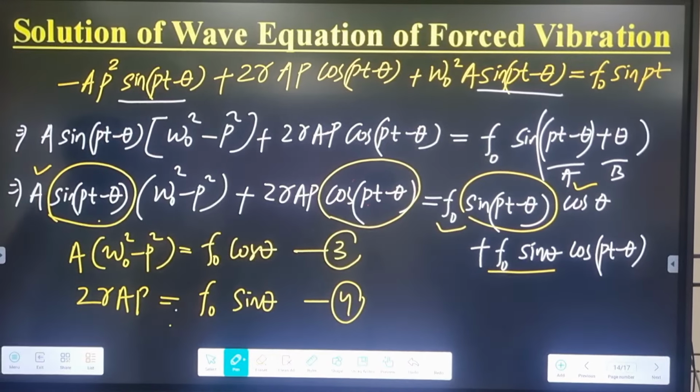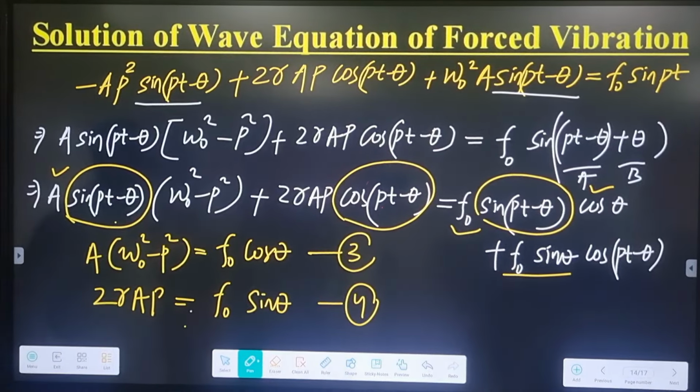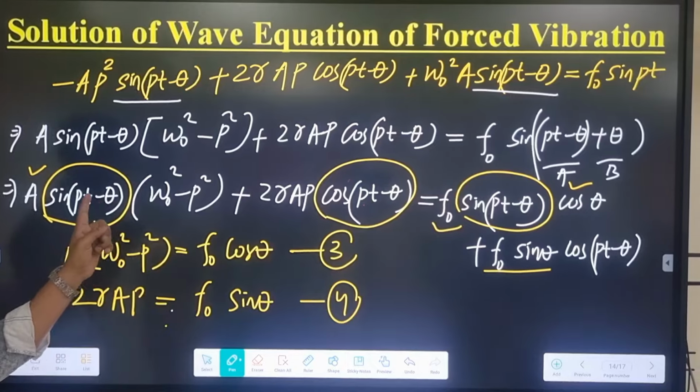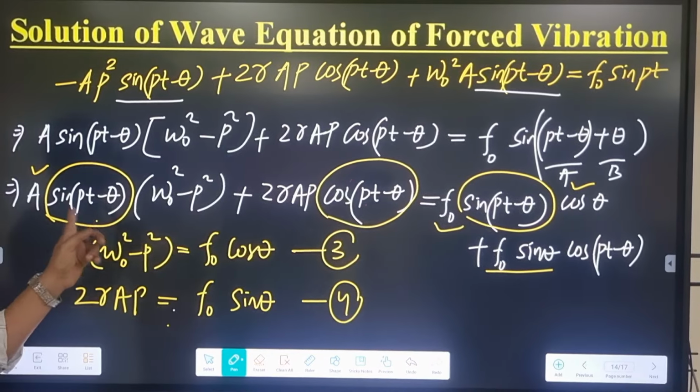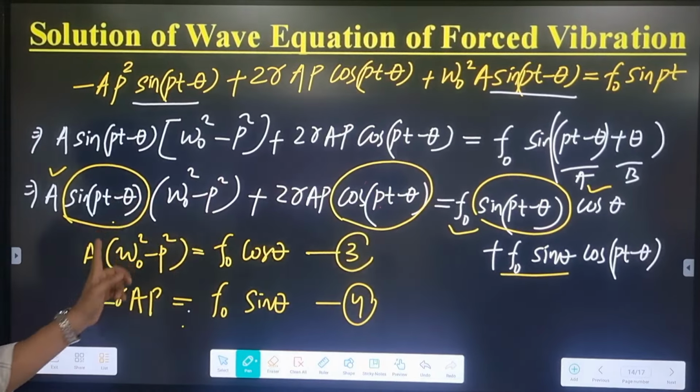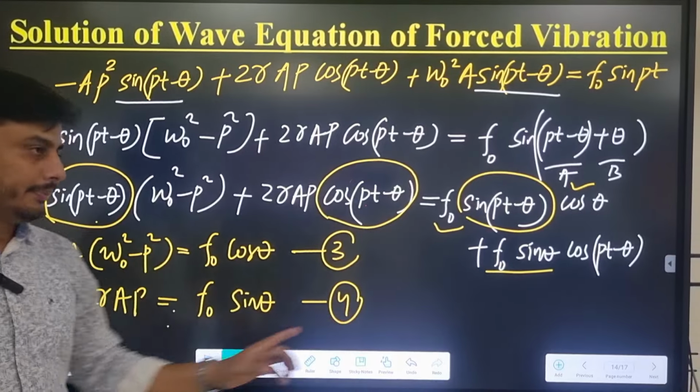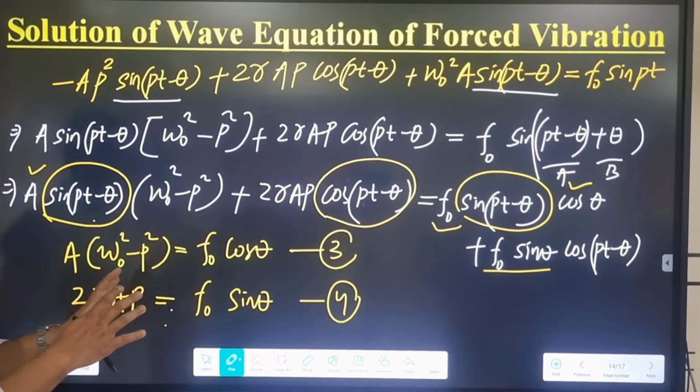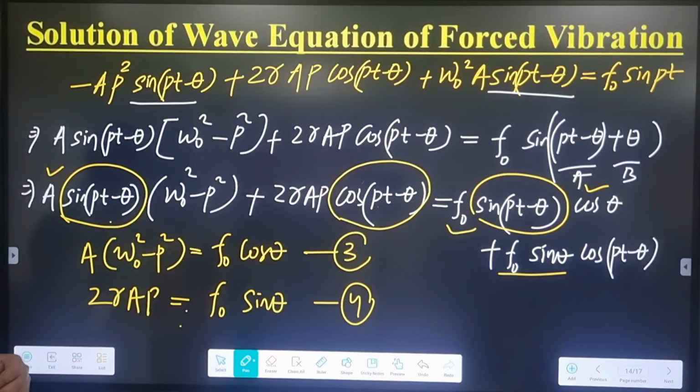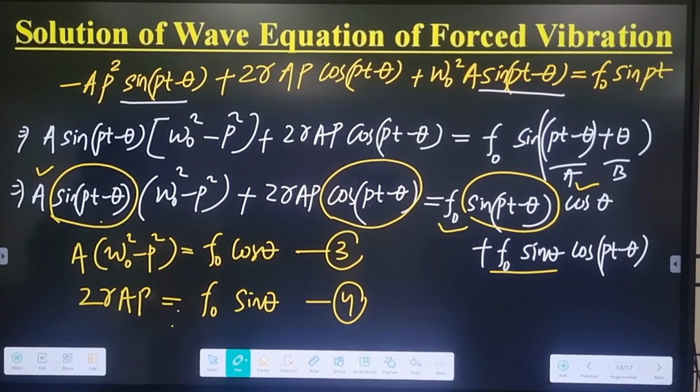Now we have equation number 3 and equation number 4. Hope you understand. We just equated the coefficients of sine(pt minus theta) on both sides and the coefficients of cos(pt minus theta) on both sides. We get these equations, so we will now find the solution to calculate A as well as theta.